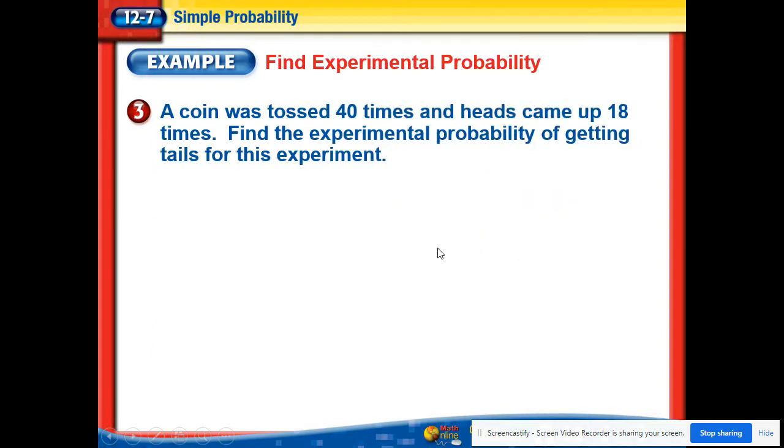So what about experimental probability? All of that was theoretical. This is what should happen. What happens if we actually did it? So someone went ahead and tossed a coin 40 times. The heads came up 18 times. What's the probability of getting tails?